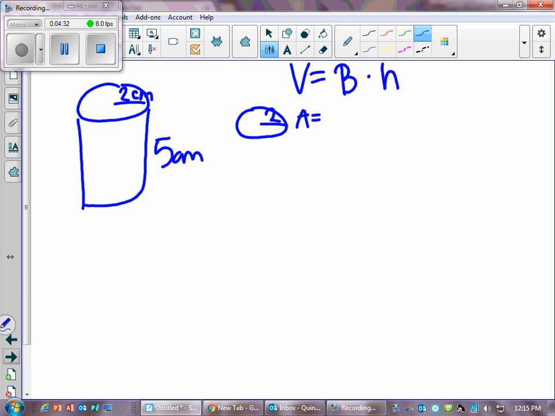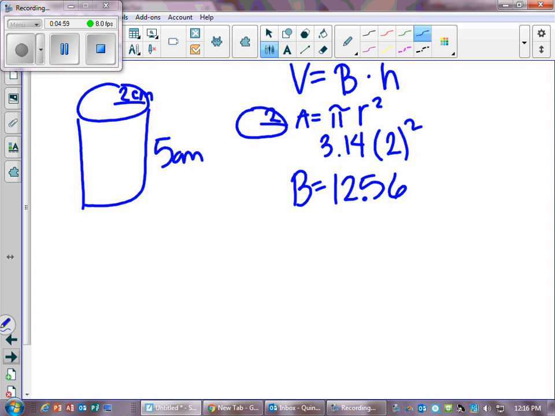So if area equals pi times r squared, what's pi? 3.14 times, what's my radius? 2 squared. So we calculate, we're actually finding the area of the base. So what's the area of the base? 12.56. Good job, 12.56. And then we also need to find the height. What's the height of the figure? 5. So that means volume equals the area of the base times the height.